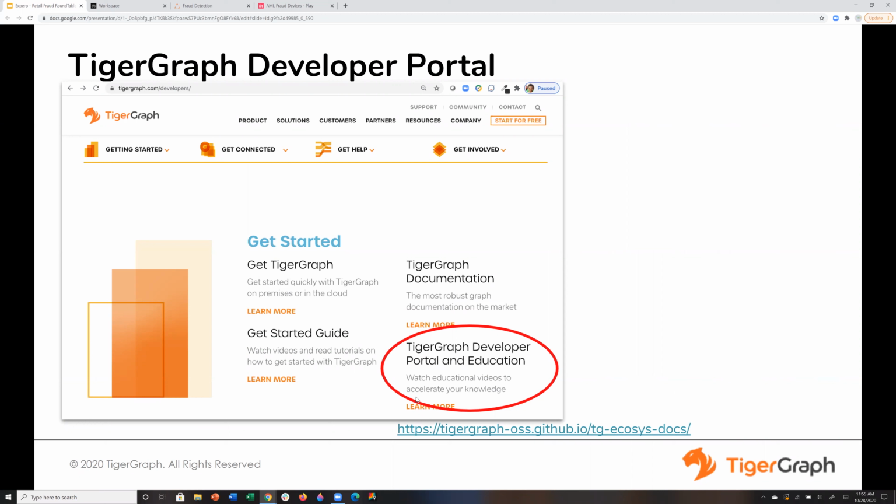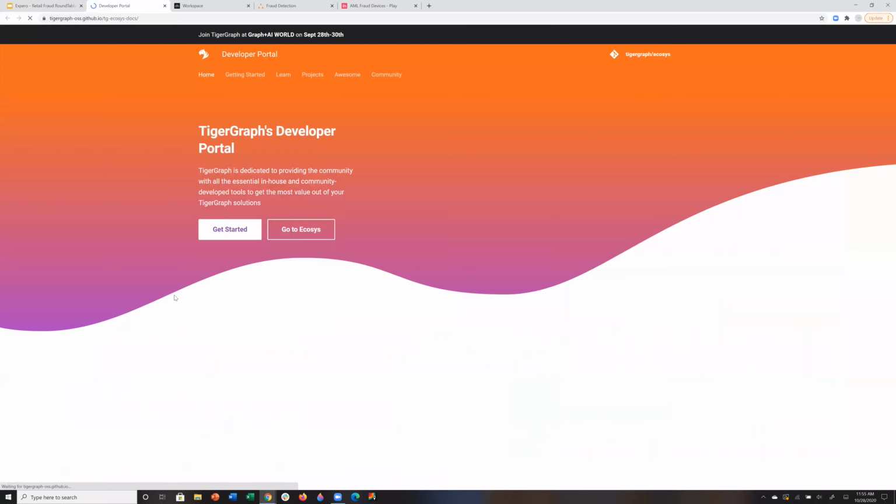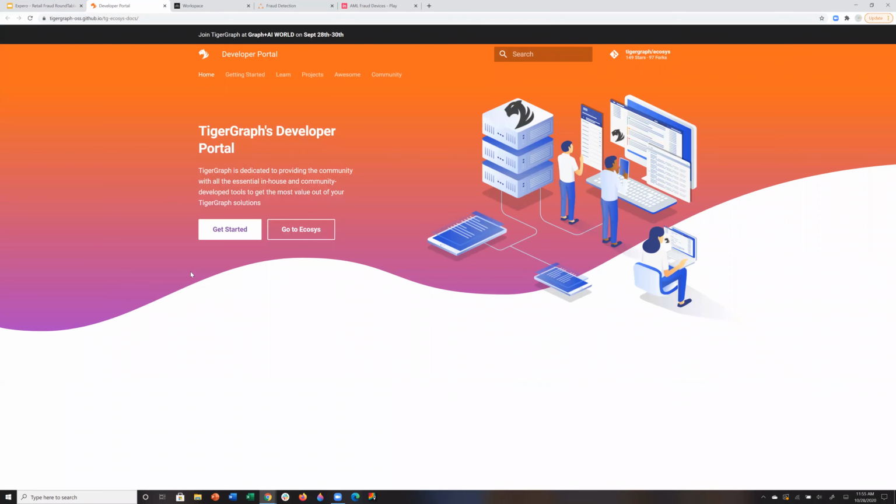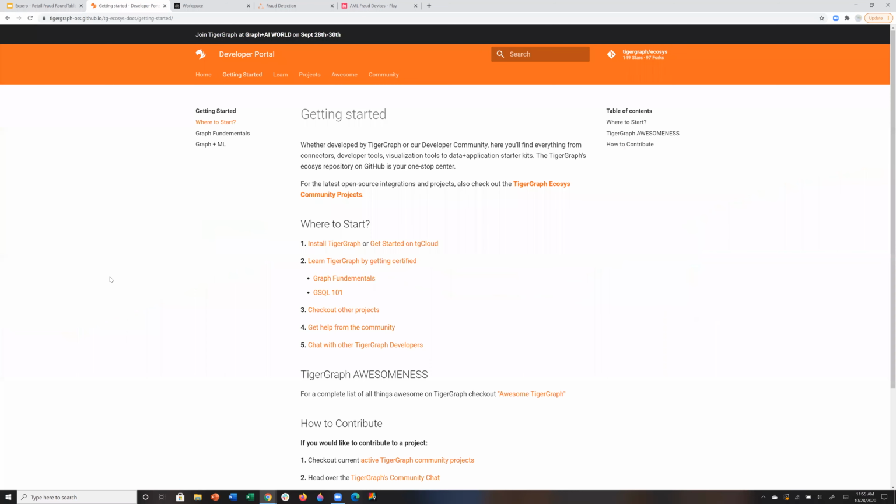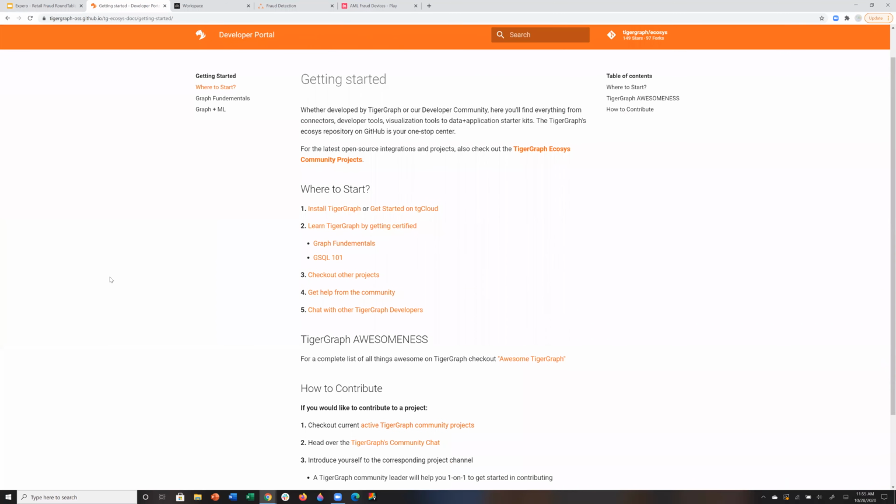Scott, if you click on that link, you see at the top it's got home, get started, learn, and projects. We're going to take a 30-second look at the get started. You see there on the menu on the left, right after it tells you your very first steps with TigerGraph, there's a graph plus machine learning section.